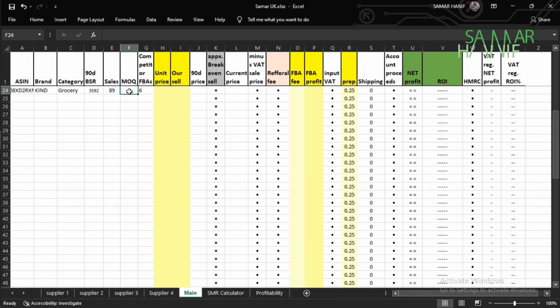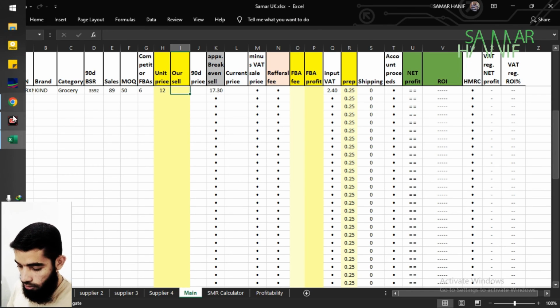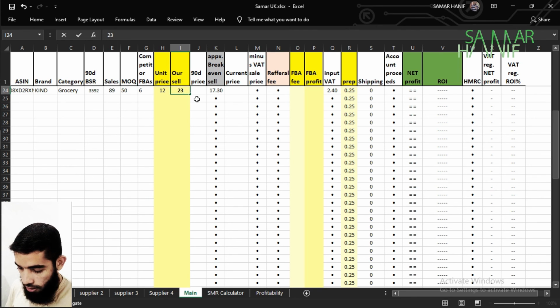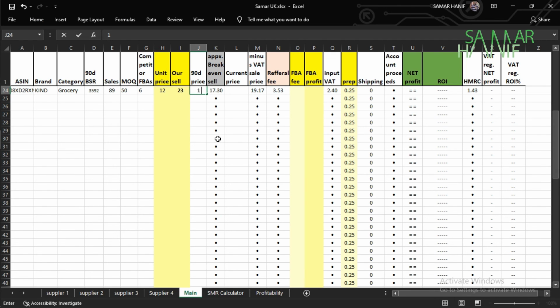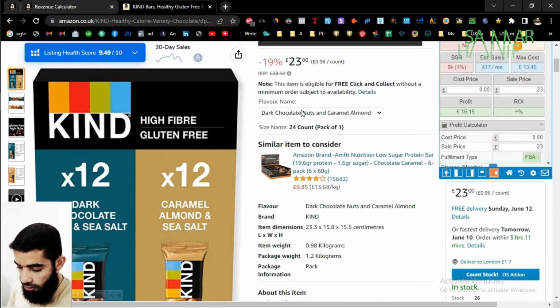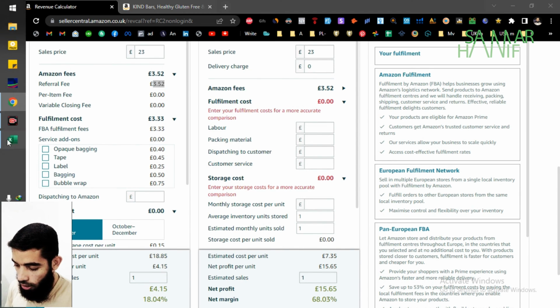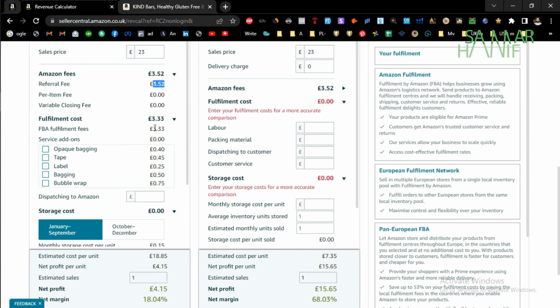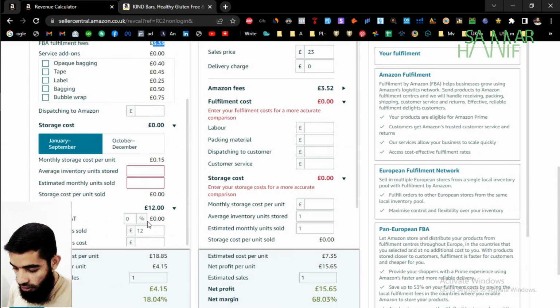Let's enter MOQ of 50 units. Unit price, let's enter 12 here. Selling price, 90 days price from Keepa here. The current price from here. Referral fee and FBA fee from this FBA calculator. FBA fee from here. FBA profit from here.